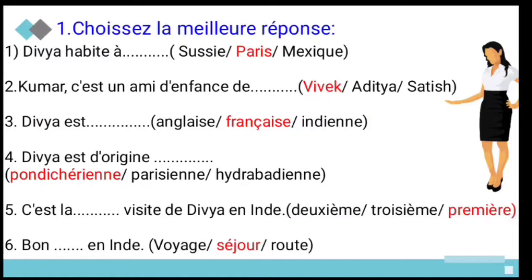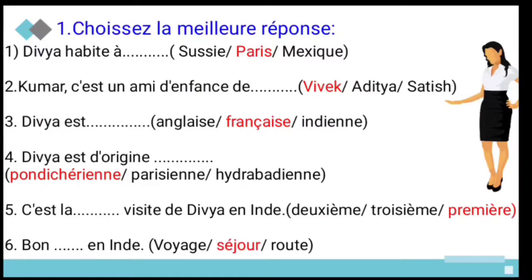And fifth is c'est la dash visite de Divya en Inde. Deuxième means second, troisième means third, and première means first. So what is the answer? Première only. So it is the first visit of Divya in India. So next, bon dash en Inde. So voyage means travel, séjour means stay, and route means route only. So what is the answer? Bon séjour en Inde. Good stay in India.